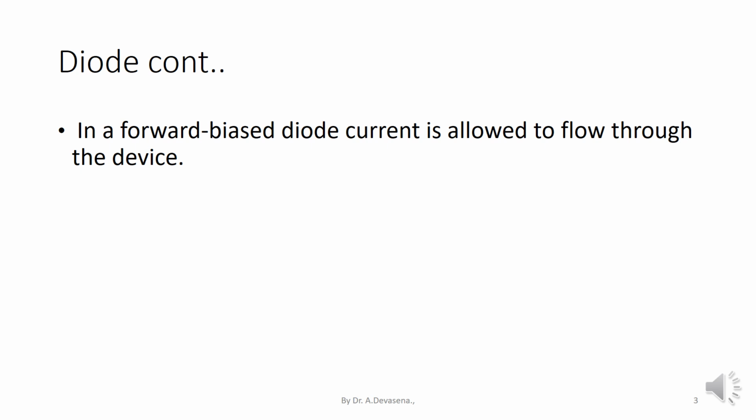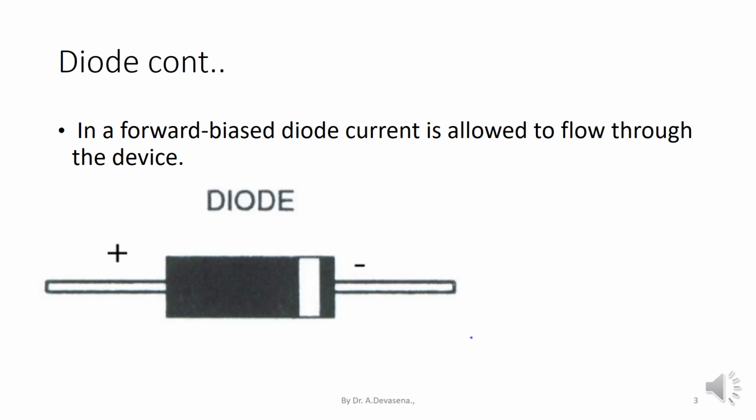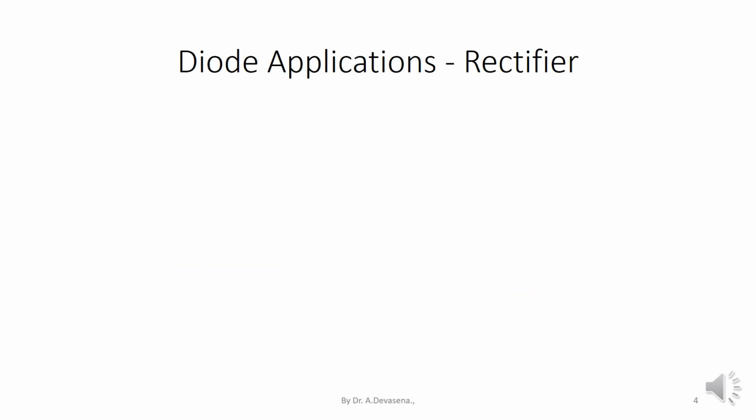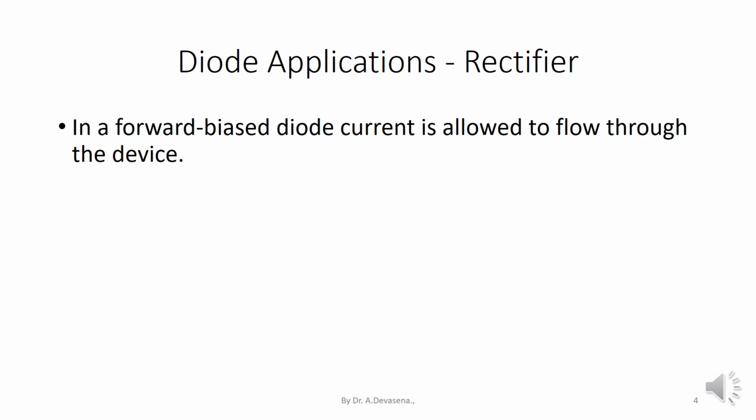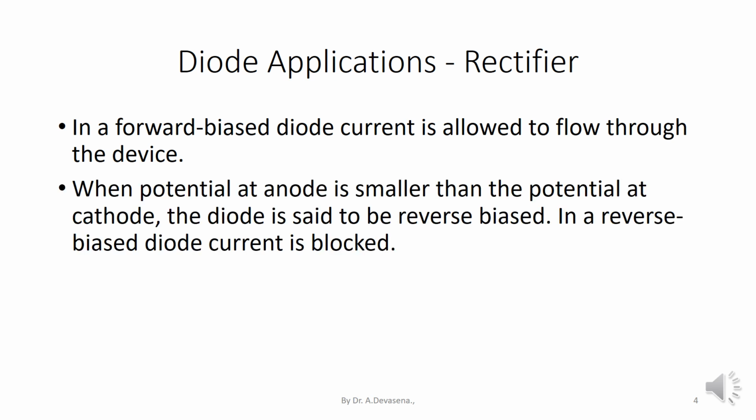Let us see the pictorial representation of a diode. Now we see the symbol of the diode. Let us see the applications of the diode. When the potential at anode is smaller than the potential at the cathode, the diode is said to be reverse biased. In a reverse biased diode, current is blocked.